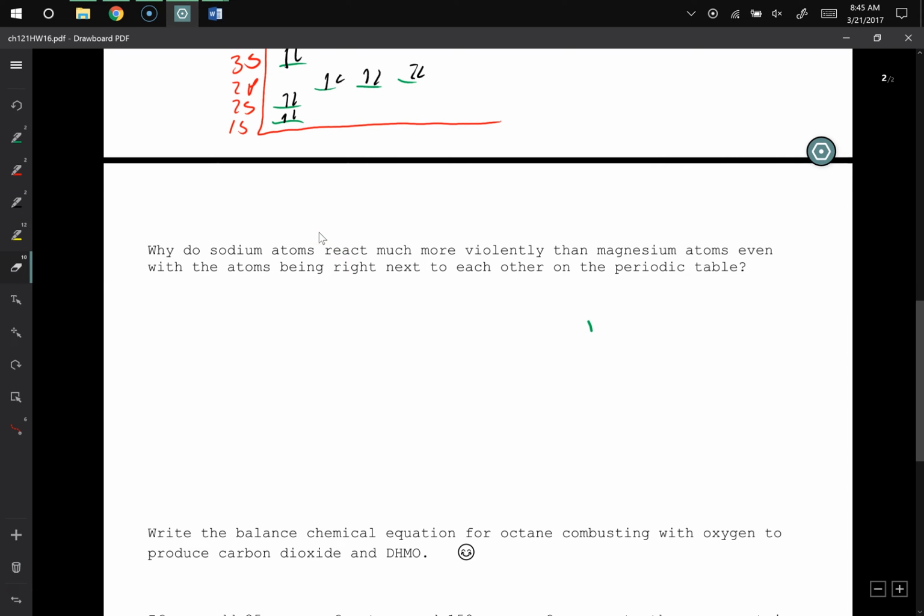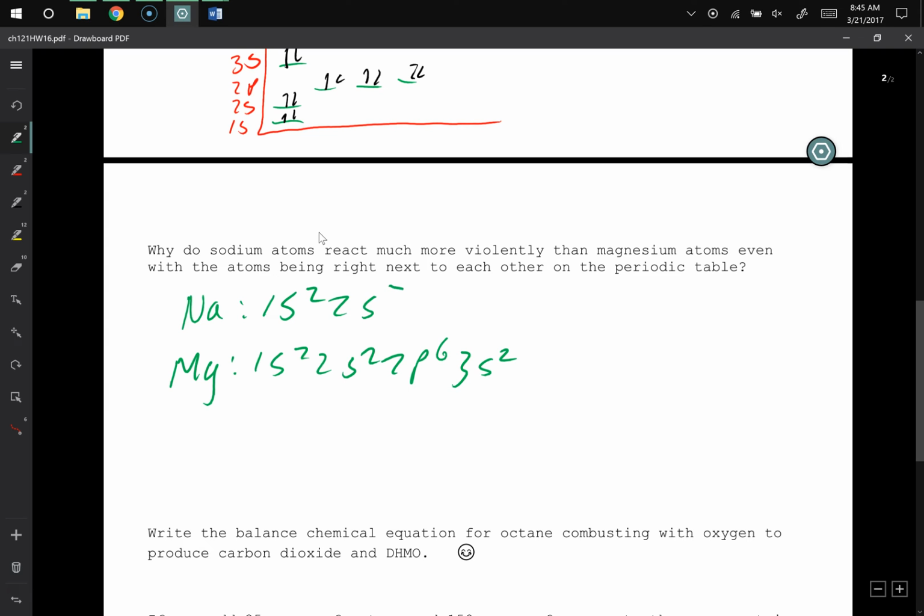What are we doing here? Why do sodium atoms react much more violently than magnesium atoms, even though they're alongside each other on the table? All right, so I've got a magnesium, 1s2, 2s2, 2p6, 3s2, and I've got a sodium, 1s2, 2s2, 2p6, 3s1.